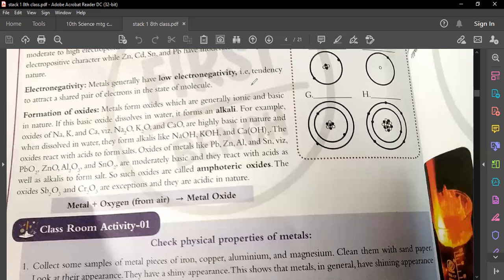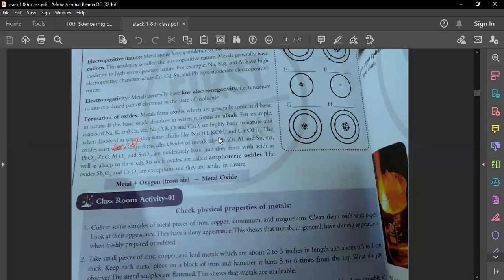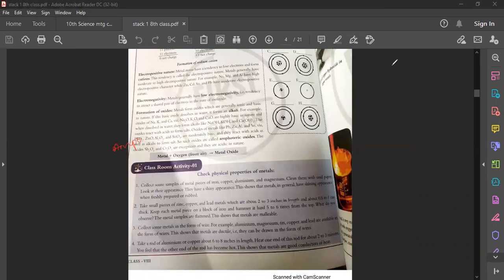Suppose if you take, can I write it here itself? Can you see? Yes, sir. 1 minute. Okay.